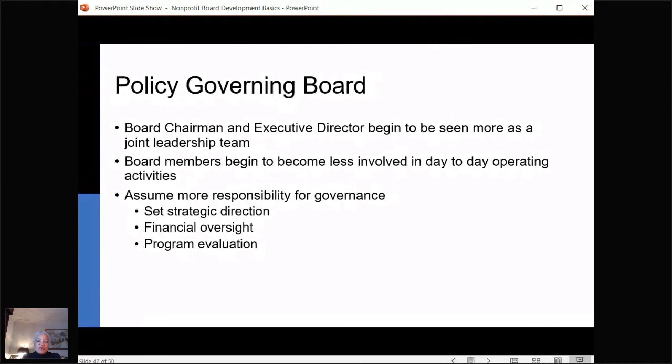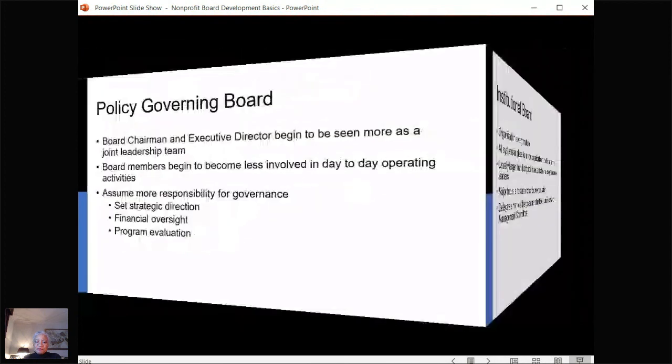The board members begin to become less involved in the day-to-day operations, and then they assume more responsibility for governance, which is the policy and the strategy work. So they set strategic direction. They are responsible for program evaluation and financial oversight, and they are legally responsible, regardless of what stage. The board is legally responsible for whatever happens, even more so than the executive director.